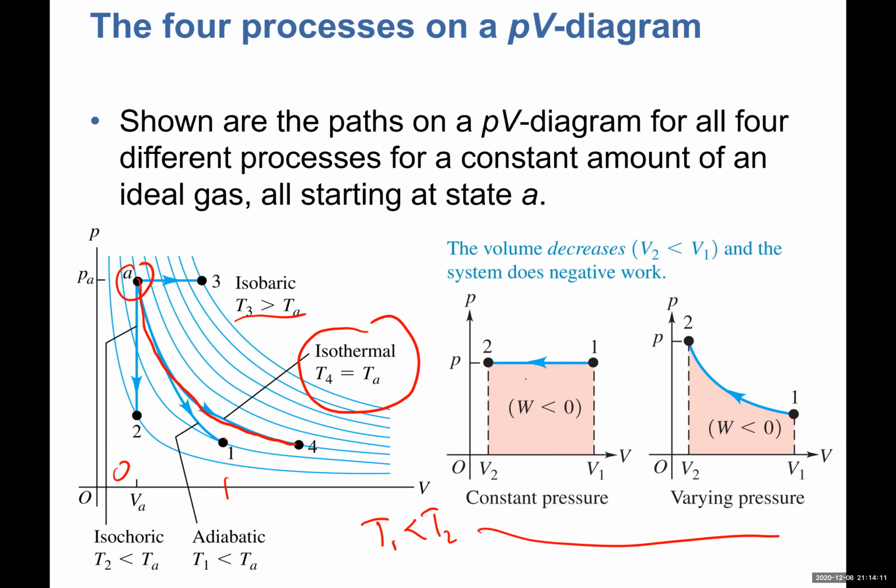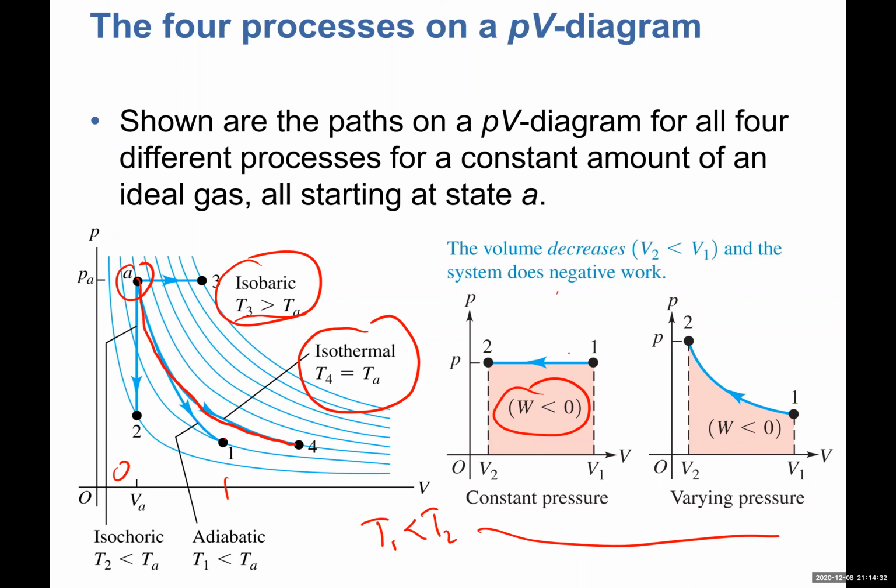So what type of process is that? It should be isobaric process. Okay, isobaric process is a constant pressure, but in this particular case we are decreasing the volume. Well, if you're decreasing the volume, work done is negative, remember? And how can we then keep the pressure constant?